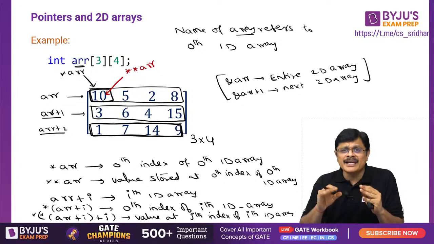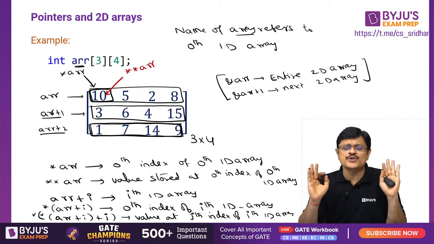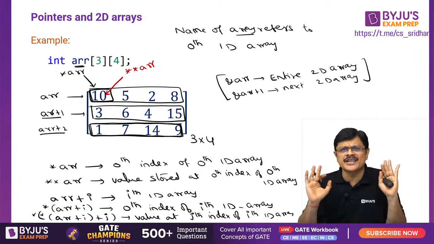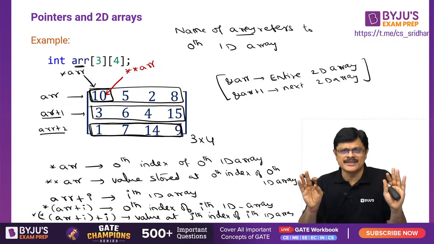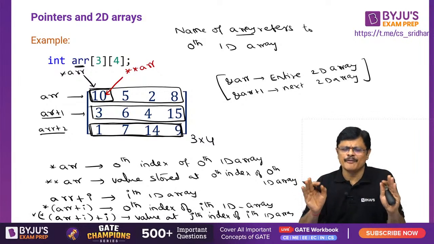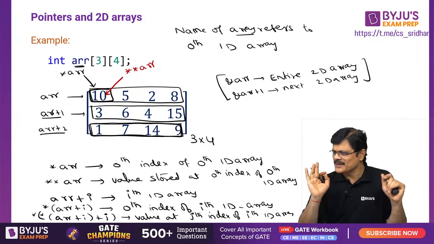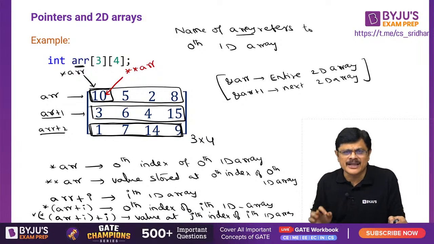If you understand this, even for a 3-dimensional array you can easily extend the story, sir. There will not be any problem for you for sure. It is simple mathematics, no complexity at all. We are doing very simple arithmetic.